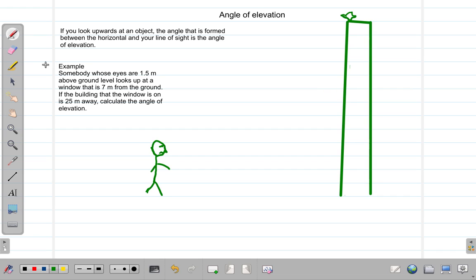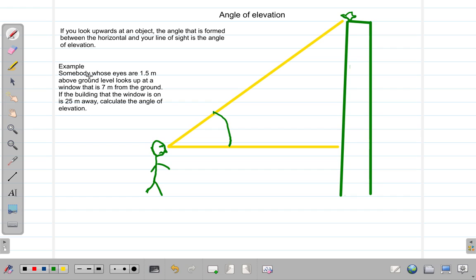The angle that is formed between the horizontal, meaning the horizontal line at your eye level. Let's say this is your horizontal line and your line of sight. Your line of sight would be a straight line between your eyes and the object you're looking at. Now, the angle that is formed is going to be this angle. So that is the angle of elevation.